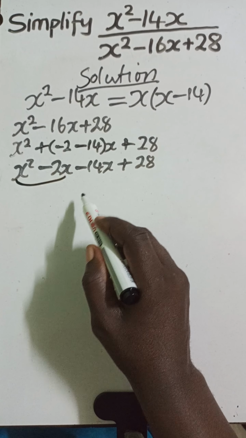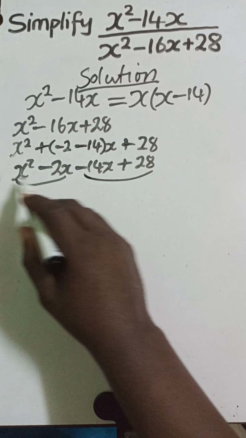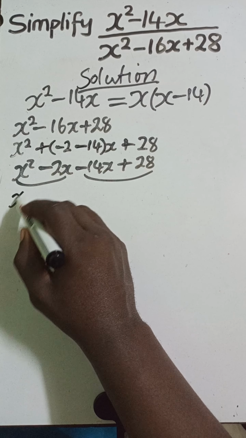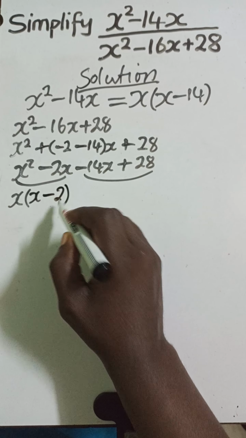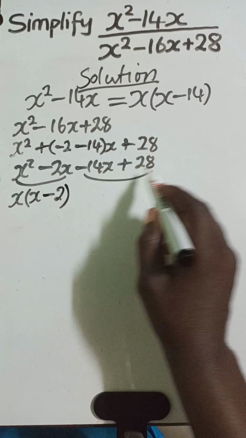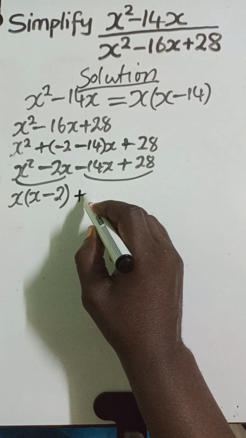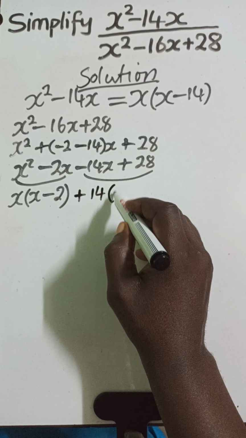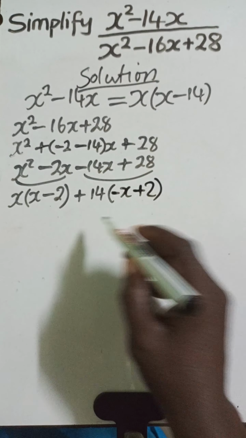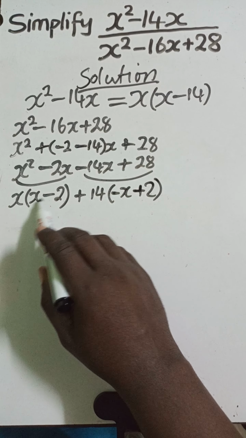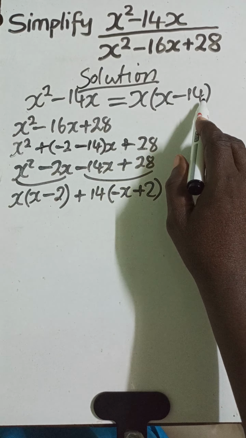We've considered the first two terms and later on the next two terms. In the first two terms, we see x is common. We'll factorize out x. We'll have x, we'll have negative 2 here. In the next two terms, we see that 14 is common. So if we factorize out 14, we'll be left with negative x. We'll be left with positive 2 here. All right. Now, we have x minus 2. And up there, we have x minus 14.